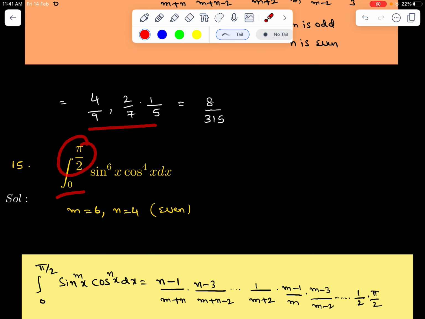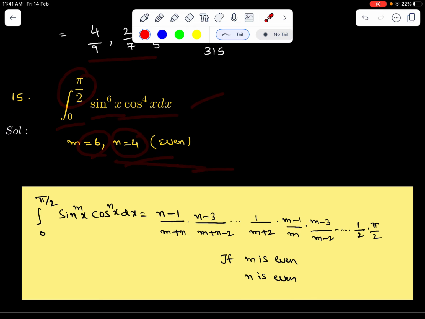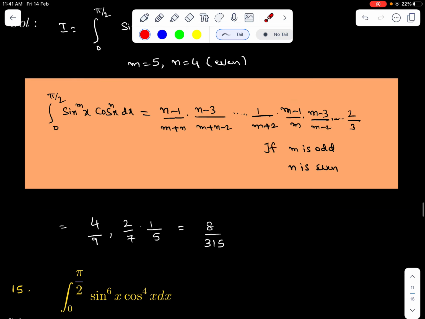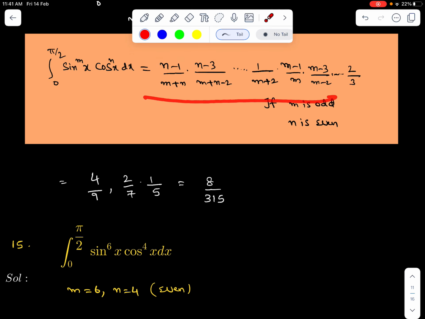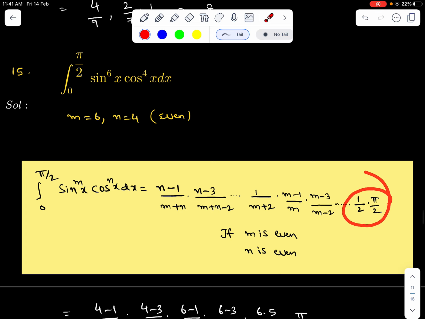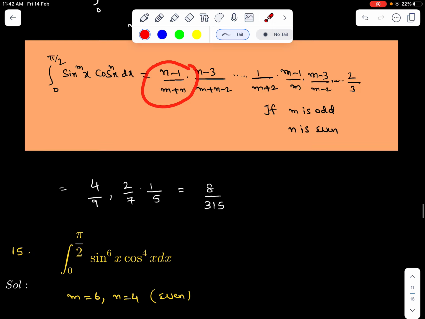Integral 0 to pi by 2 sin power 6x cos power 4x dx. m is equal to 6, n is equal to 4. These both are even. When both are even, the formulas are almost the same here, but the last value is equal to 1 by 2 into pi by 2. Observe these two formulas: n minus 1 by m plus n.